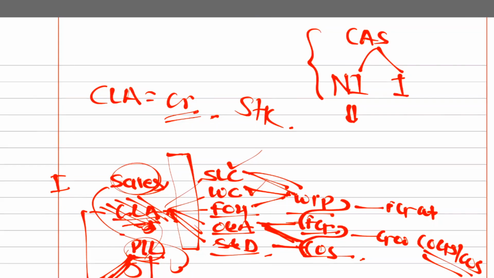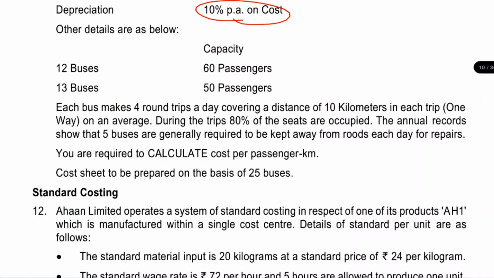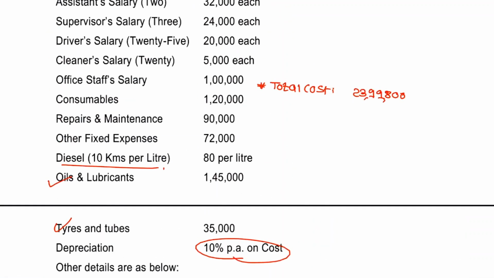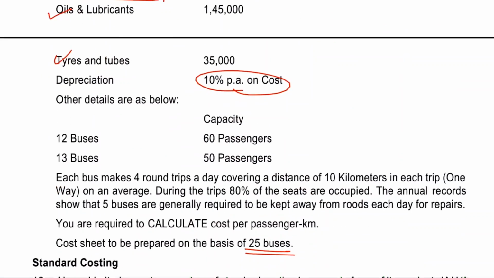चलो यहाँ पे let's have a look. देखो कैसा है? If I just have a look over here, I will come to know that how many buses are there? First of all, 25 buses. अच्छा, and I have got one cost also, and this is cost for 1 month and 25 buses. Okay, so now here we go.